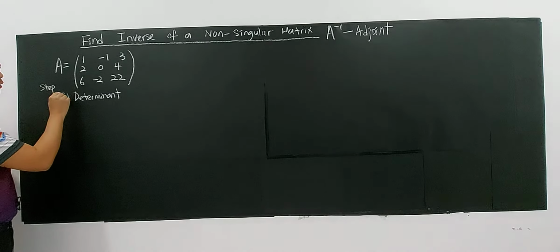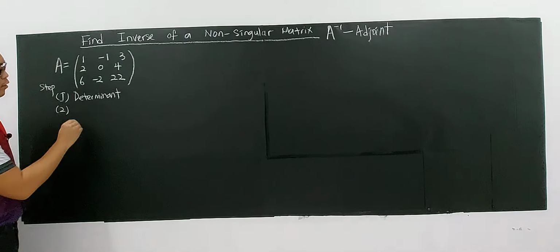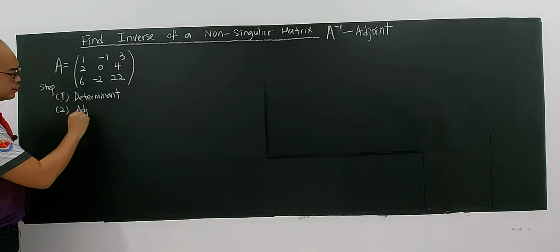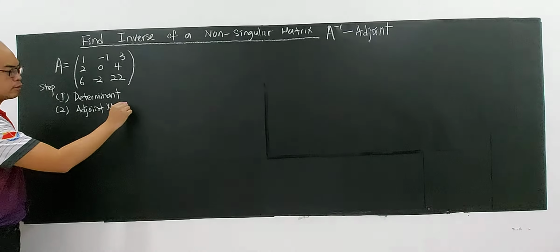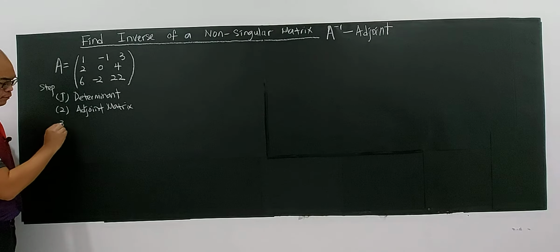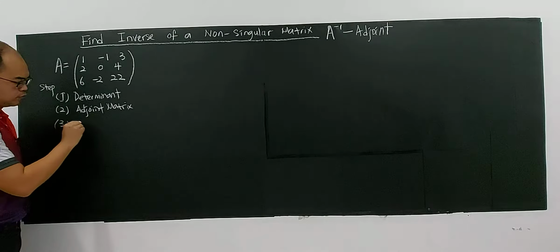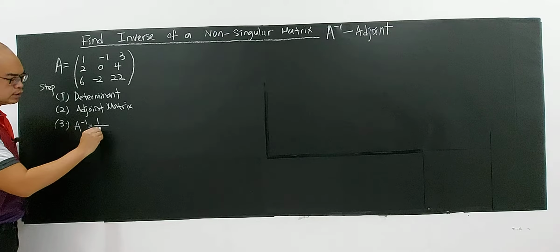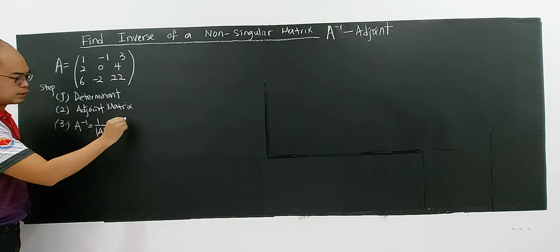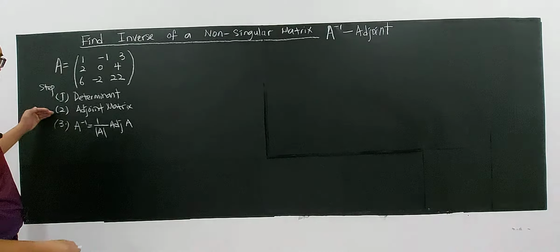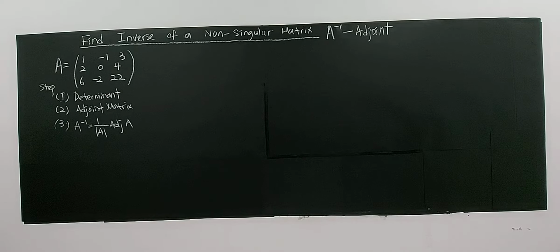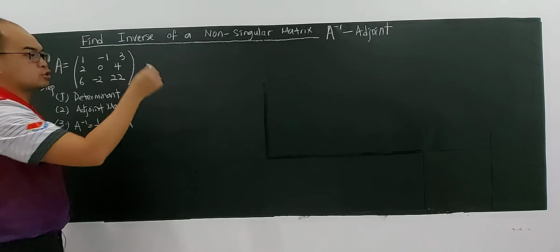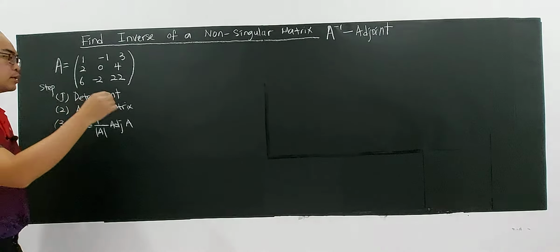You have to find the determinant, followed by you have to find the adjoint matrix. All right, adjoint matrix. So third, you have to find the inverse. The formula for inverse is 1 over determinant of A, times adjoint of matrix A. So these are the 3 steps that you must follow. So the first one, you have to find the determinant of this matrix, as I taught you in the previous video about finding a determinant.